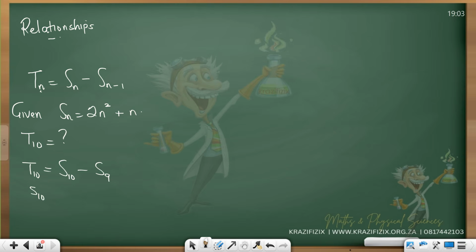What do I do to get S10? I just substitute there. Without a calculator, 10 squared, 100 times 2, 200 plus 10, 210. What about S9?